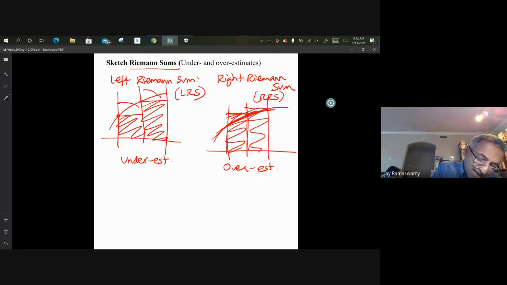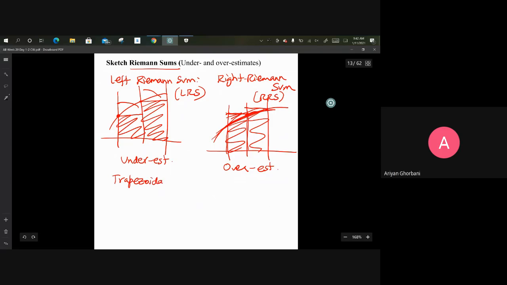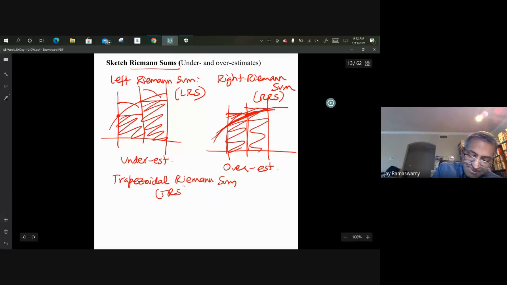Next week I'll show you what is called the trapezoidal Riemann sum. It's abbreviated as TRS.